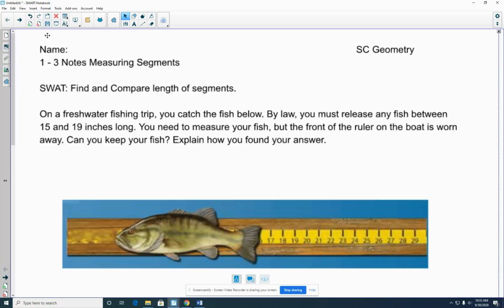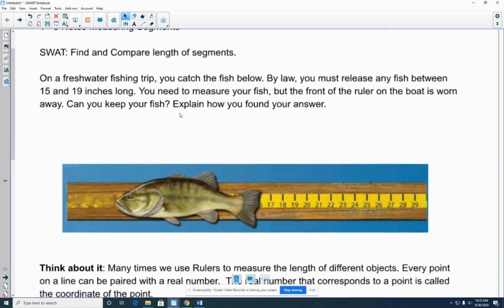This video is for lesson 1-3, which is measuring segments. During this lesson, at the end, you should be able to find and compare different segment lengths. So we're going to start with this little diagram and this situation. Suppose you were freshwater fishing on a trip and you catch this fish here.